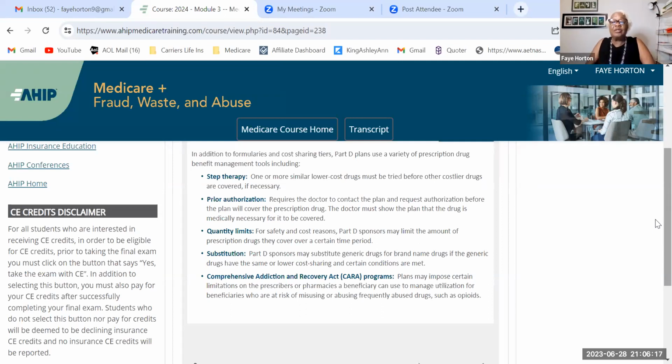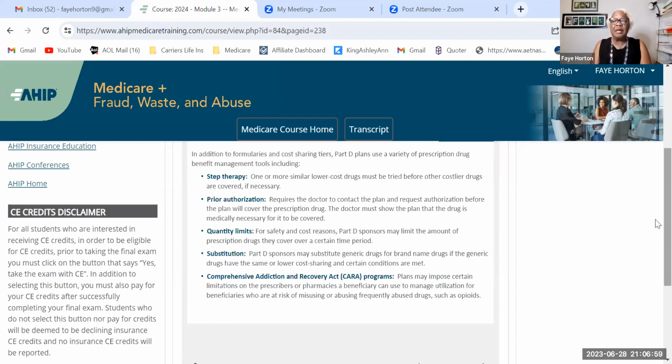Prior authorization requires the doctor to contact the plan and request authorization before the plan will cover the prescription drug. The doctor must show the plan that the drug is medically necessary. So the patient does not get to choose the drug that they want to use. The doctor does the prescribing, and the doctor has to request a prior authorization if it's necessary, because they're the ones who need to show the medical necessity for the individual to have the particular drug in question.